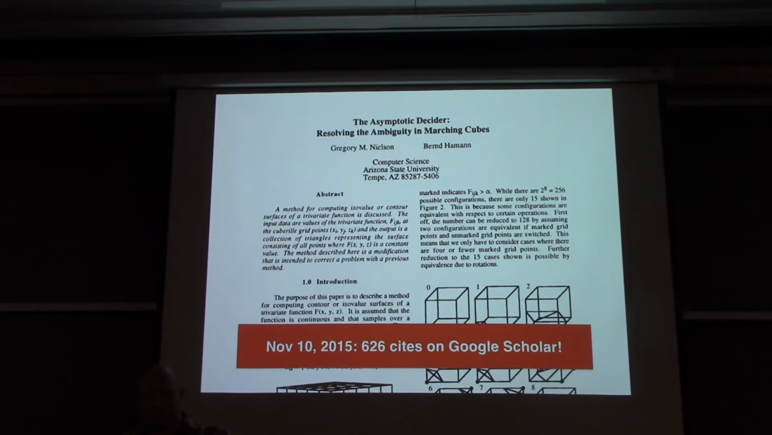And the paper that solved this problem itself has over 600 cites as of last year, which also qualifies it in the visualization greats. So it's probably above the Levoy paper on volume rendering in terms of number of cites. Maybe not above the Drebin paper, but all this is really doing is coming up with a consistent way of resolving the ambiguity in marching cubes.